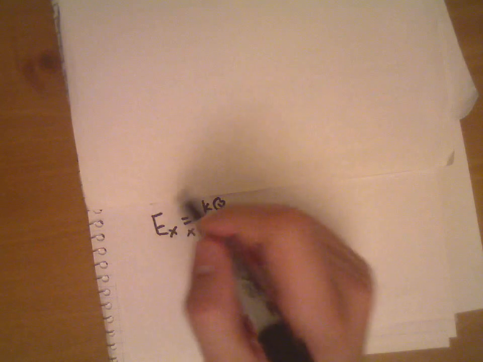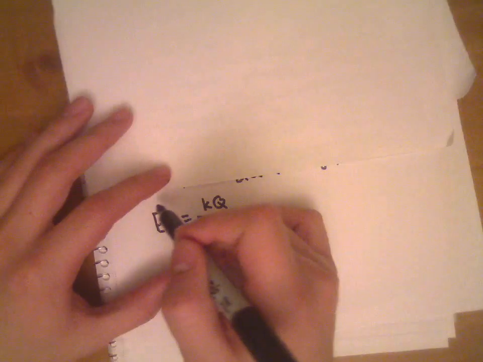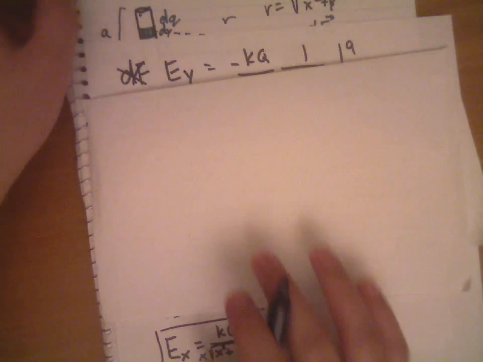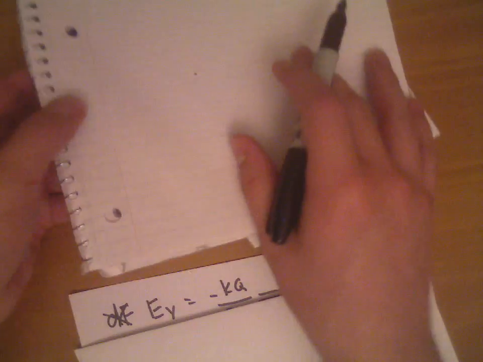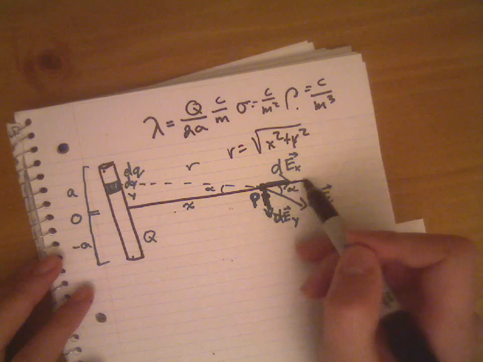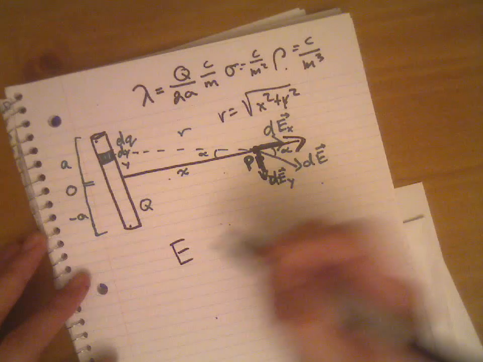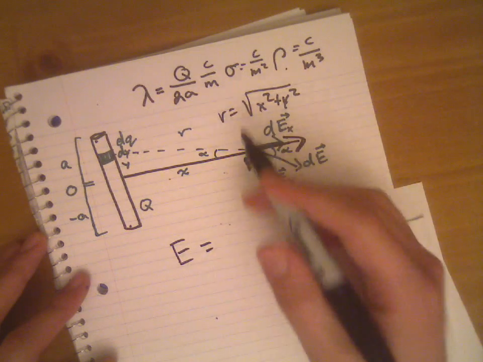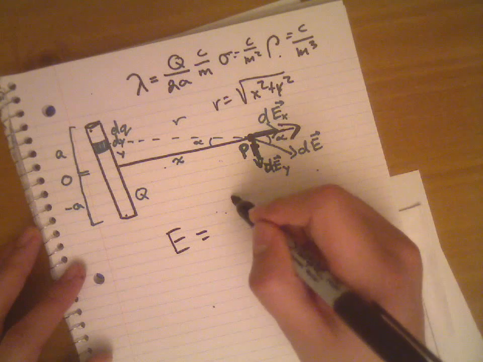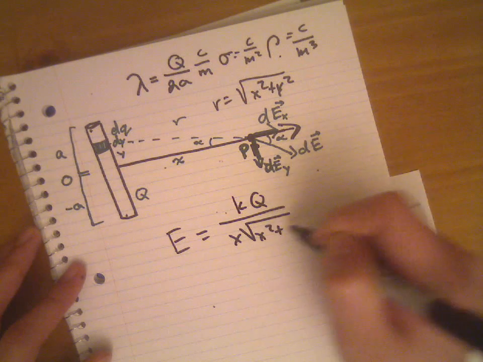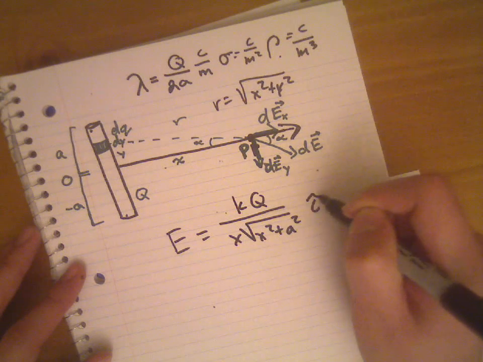Anyways, this is the electric field in the x direction for a uniform rod. And if we notice, there's only an electric field in the x direction, so therefore our electric field for this rod is equal to kq all over x times the square root of x squared plus a squared, and it's in the x direction.